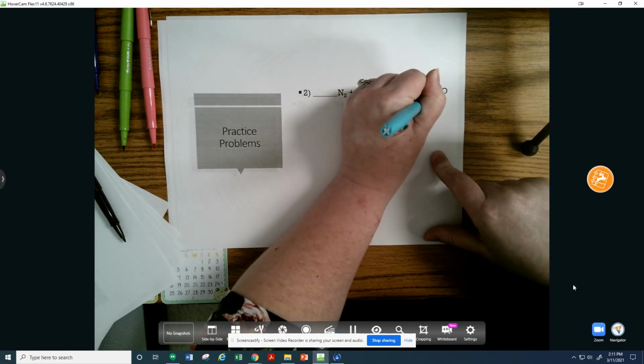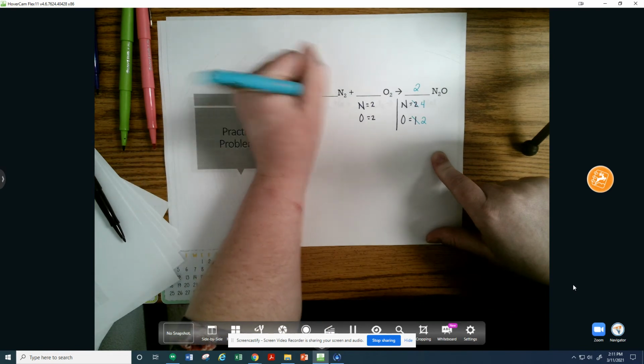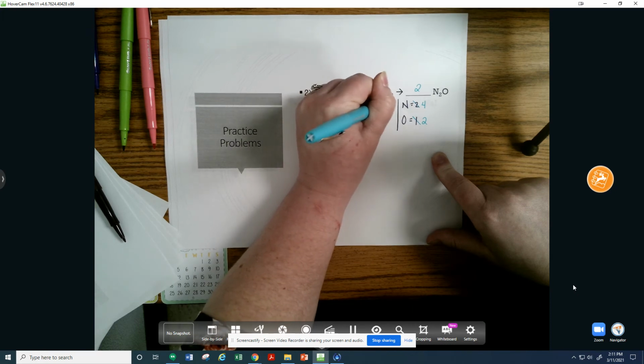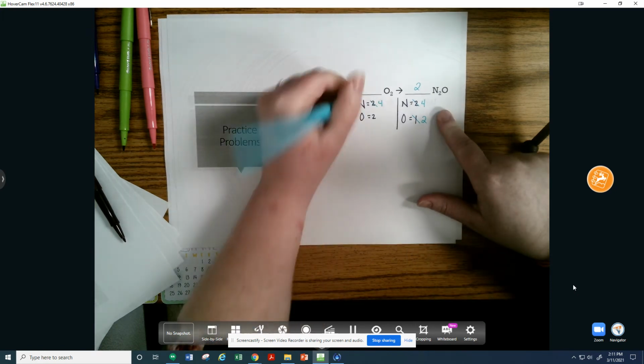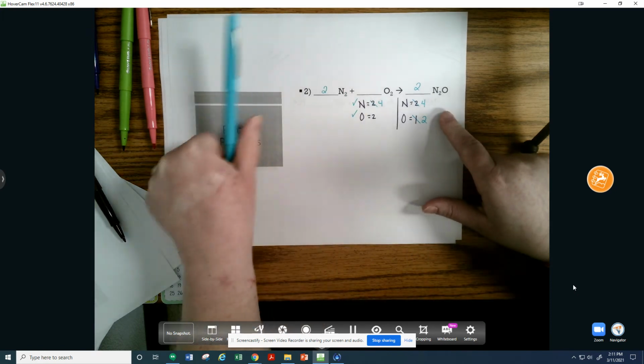I now have 4 nitrogen. Therefore, I need to balance those on the reactant side by adding a coefficient of 2. I now have a balanced equation because my nitrogens are equal and my oxygens are equal.